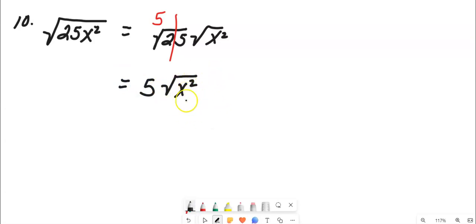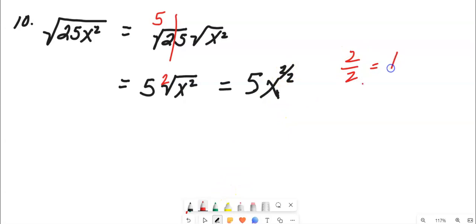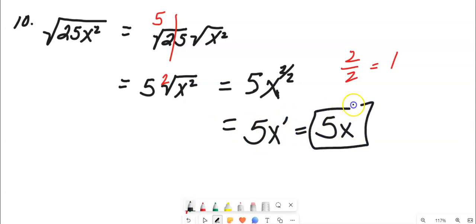But the other way to represent this radical symbol is to convert it to a fractional exponent. So I'm going to rewrite it as 5, and then this part as x raised to 2 over 2. Because remember, there's a 2 over here. It's just been eliminated. So we know that 2 over 2 equals 1. So this becomes 5x to the first power, or you can simply just write it as 5x.